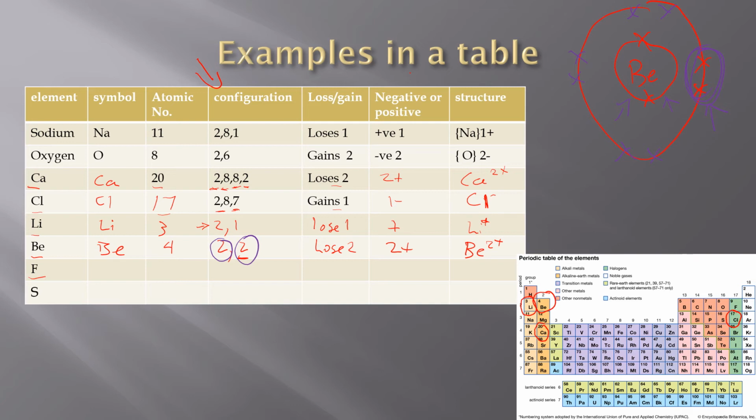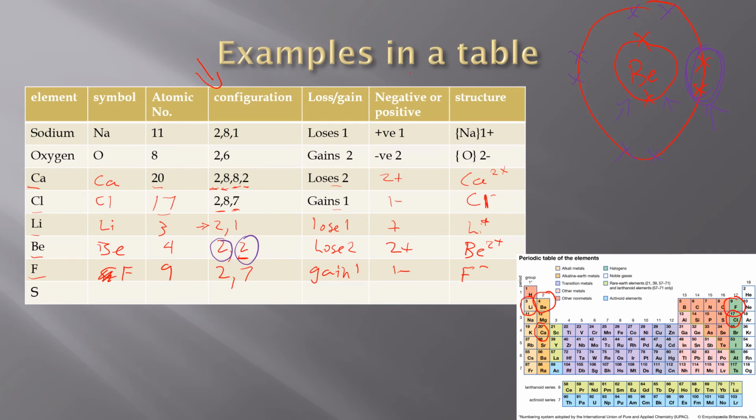F, fluorine, 9 is the atomic number, so we need 2, then 8 goes in the next layer, but we don't need 8. We'll only need 7, because 2 plus 7 is our 9. So we have 7 electrons in our layer. If we just added one more, we would have that full outer shell. So if we gain 1 negative charge, that would be 1 minus. So that would be F minus. Goodness me, look at that F I drew there.